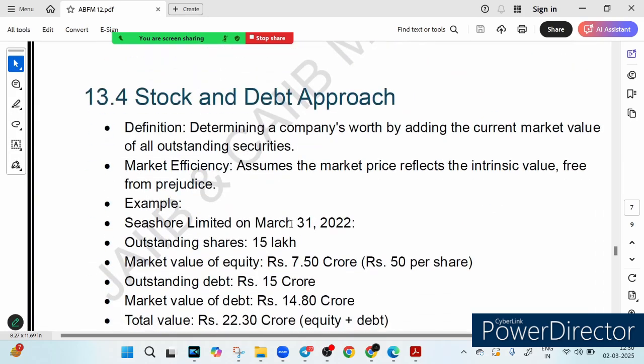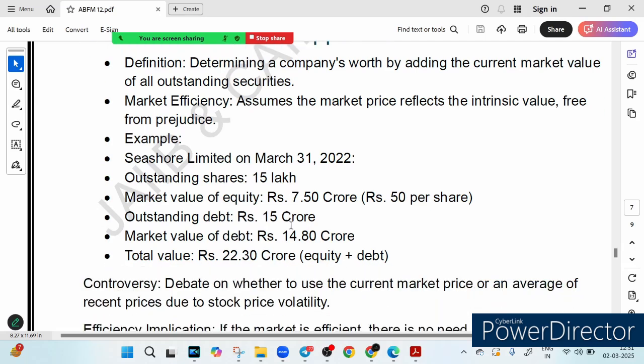Now let's come to our next approach, which is the stock and debt approach. So friends, sounds complicated? Not anymore. By the end of this slide, you will know exactly how companies are valued using this method. Imagine you want to know how much a company is worth today. One way to do this is by adding all the value of everything investors own, right? So whatever investors own, you add everything up. It's shares and debt.